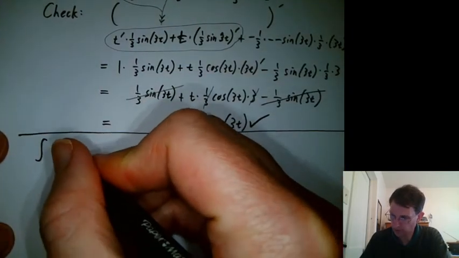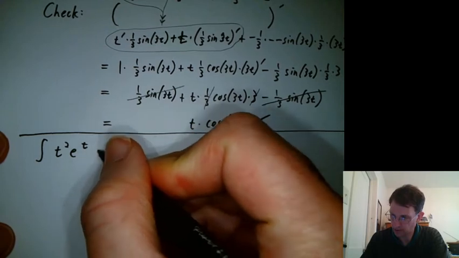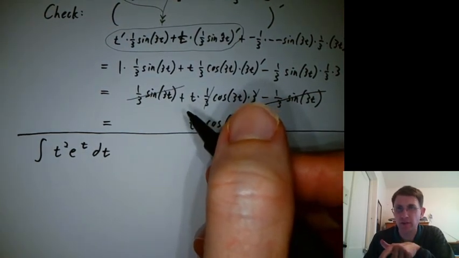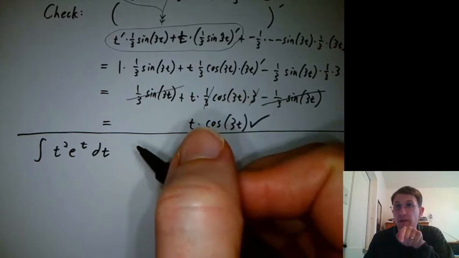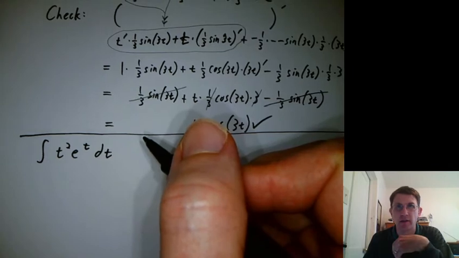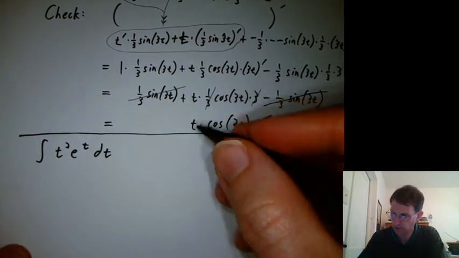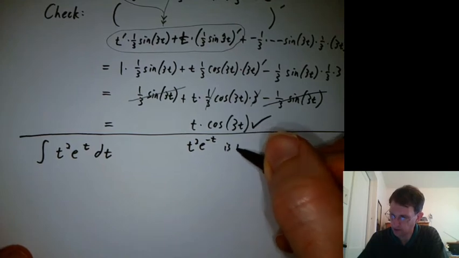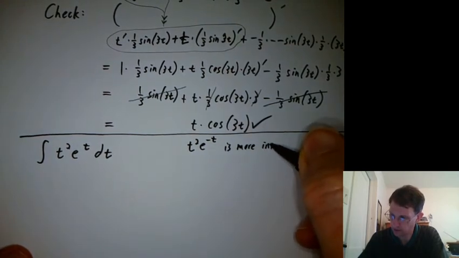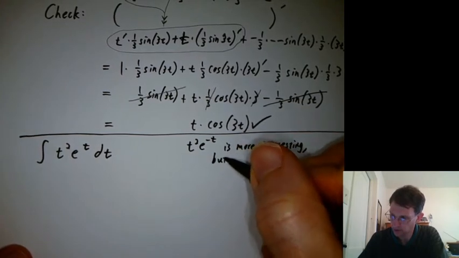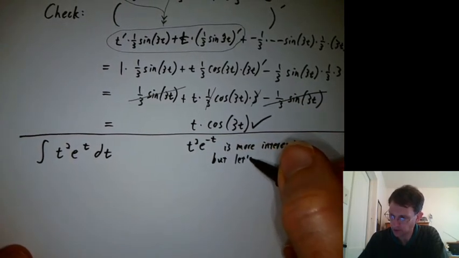Let's do the integral of t squared e to the t dt. Now, this actually isn't all that useful of a function. What's more useful is t squared e to the negative t, because that's a surge curve. But we're just taking a kind of stepping stone approach here. So let's write over here, t squared e to the negative t is more interesting. But let's take small steps.